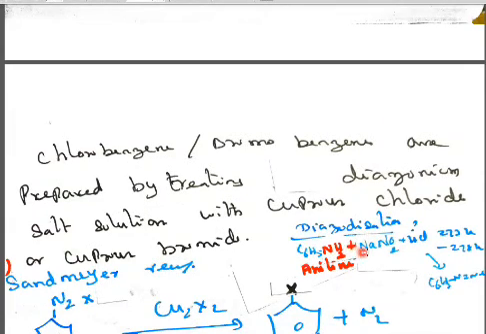Aniline is treated with sodium nitrite and HCl, so all these things are eliminated. We are getting diazonium chloride. C6H5N double bond N is called diazonium. Chlorine is there: diazonium chloride.